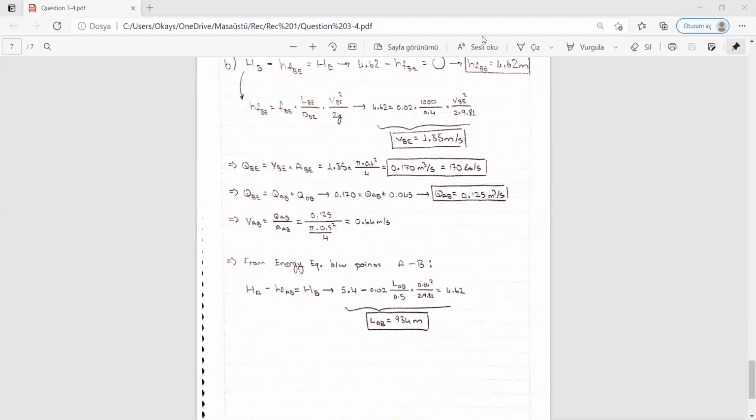Okay, this was the fourth example. We are left with one final example. Then we will end this session.